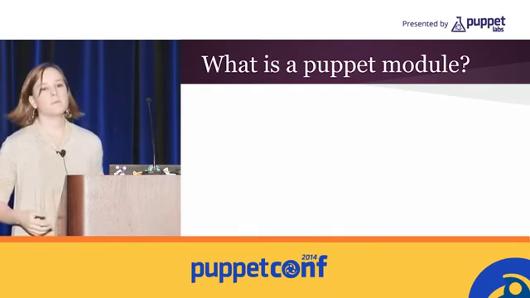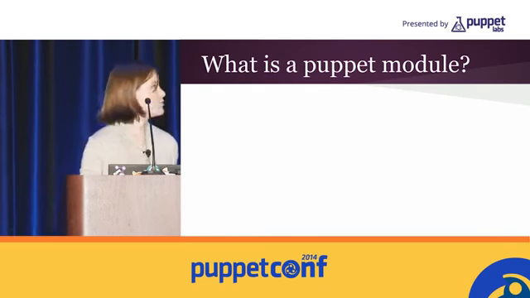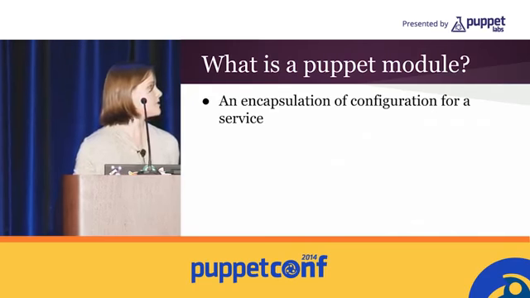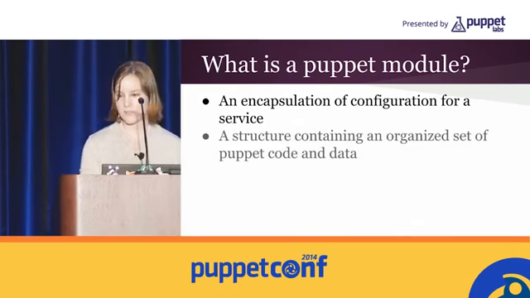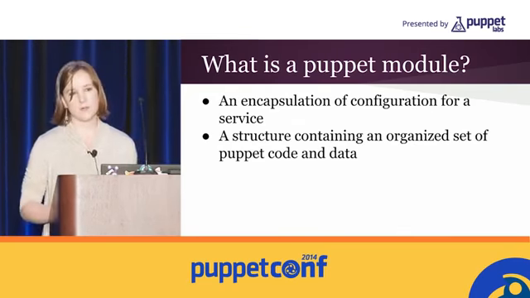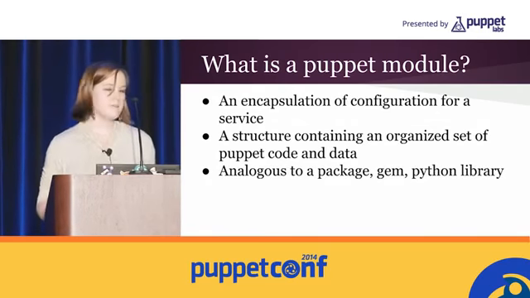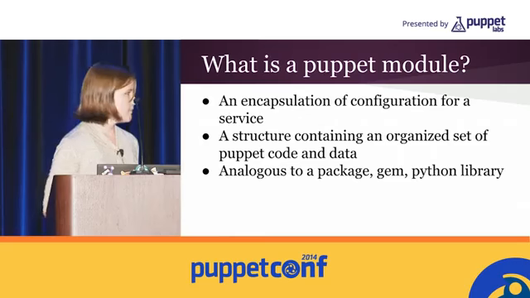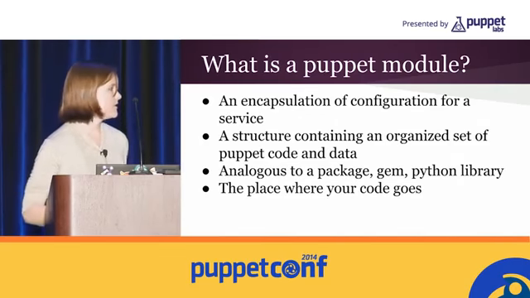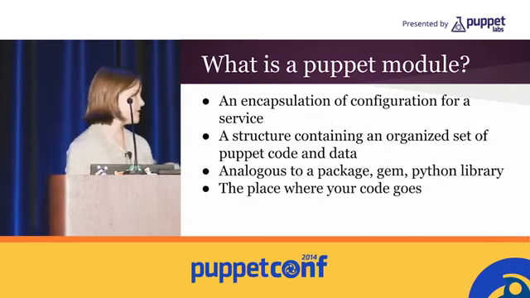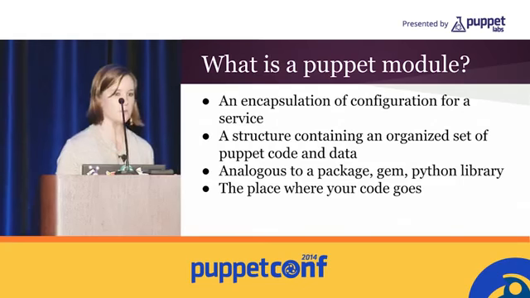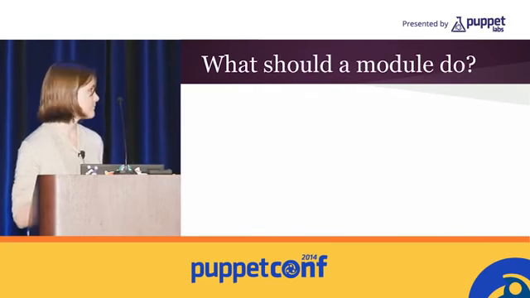So since we're starting from the beginning, let's talk about, well, what is a Puppet module? It's an encapsulation of configuration for a service. It's a structure containing an organized set of Puppet code and data. You can kind of think of it like a system package or a gem in a lot of cases. But as a beginner, most of what you need to know is it's an encapsulation for your code. It's where your code is going to be written.